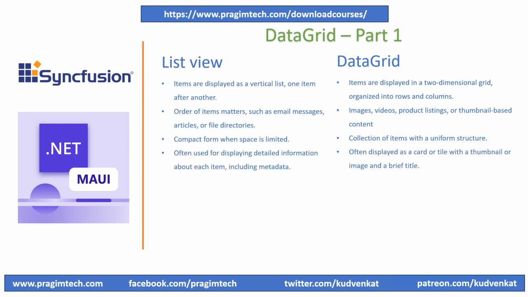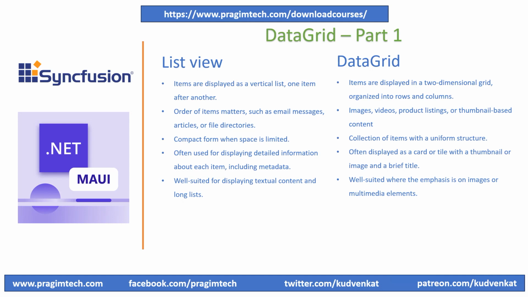List views are often used for displaying detailed information about each item, including metadata. In DataGrid, each item is often displayed as a card or tile with a thumbnail or image and a brief title. ListView typically includes a small thumbnail or icon next to each item, along with a title, description, and other relevant information, well suited for displaying textual content and long lists. DataGrids are well suited for visual content where the emphasis is on images or multimedia elements.